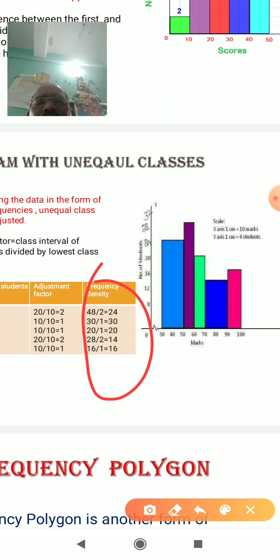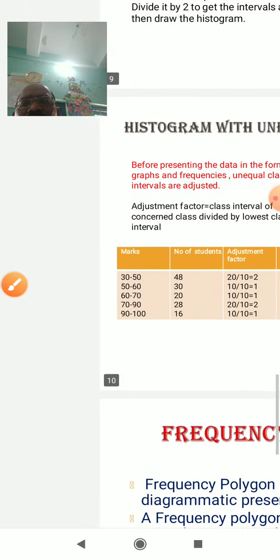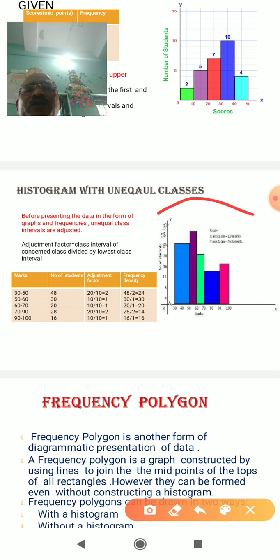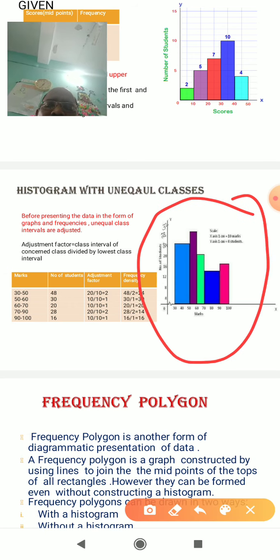And on the basis of frequency and class intervals, we have the adjusted frequency, and we draw the histogram. There should not be any change in the class interval; we have to change only the frequency to the adjusted frequency, and draw the histogram with unequal class intervals.